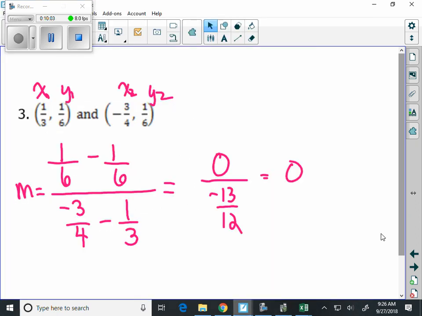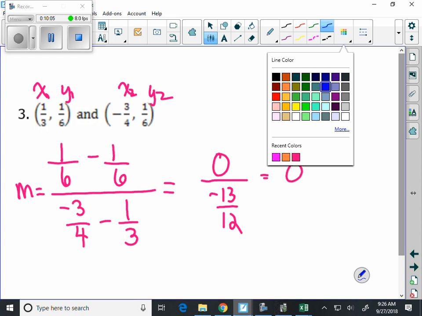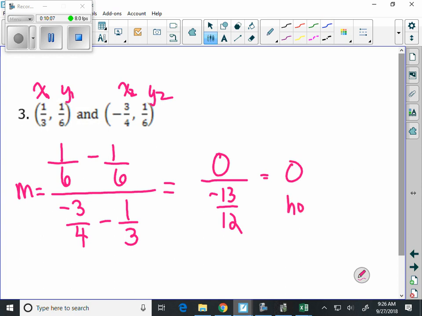And consequently, what we know about this, even though the problem's not asking that, is that this is a horizontal line. And you don't need that. But what if you're asked it sometime? The slope of a horizontal line is 0. The slope of a vertical line is undefined.